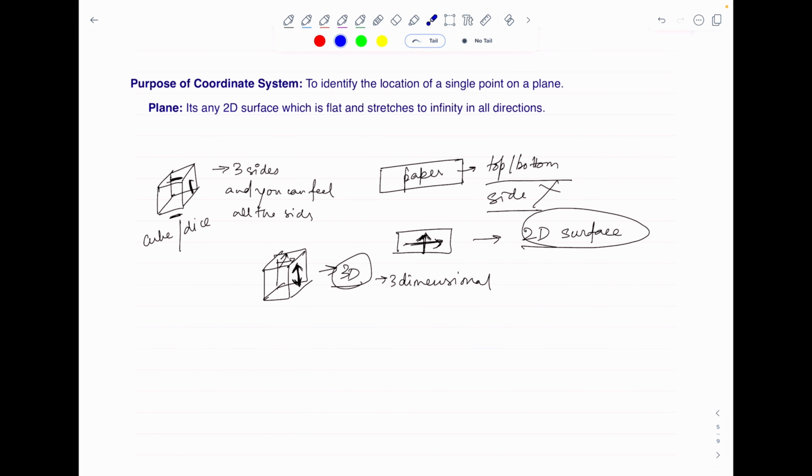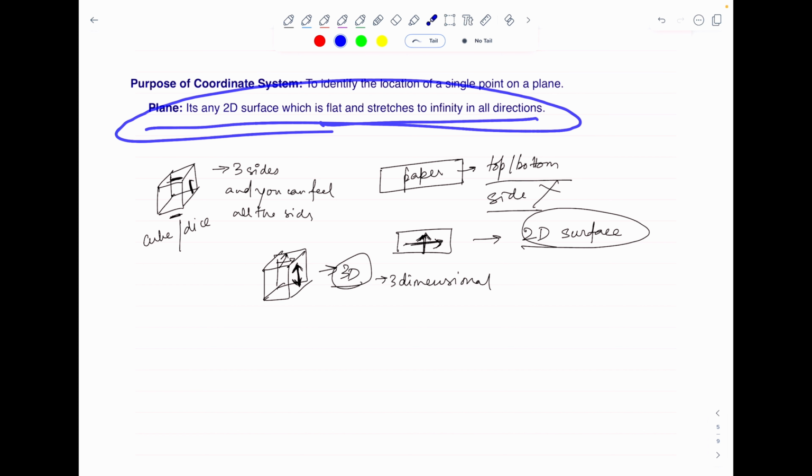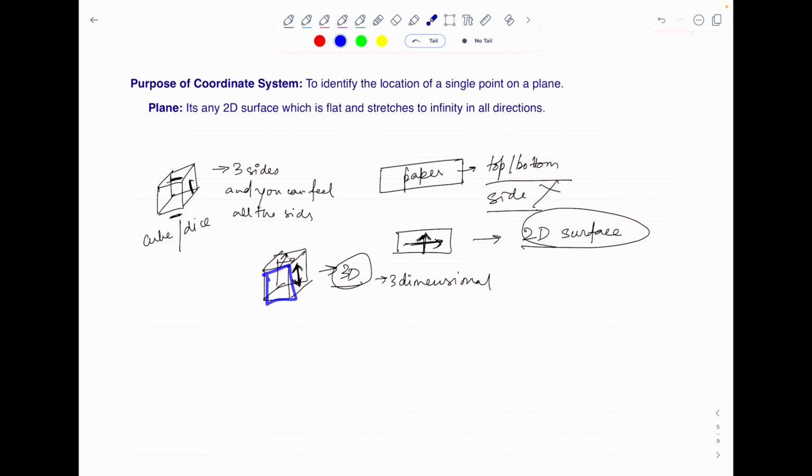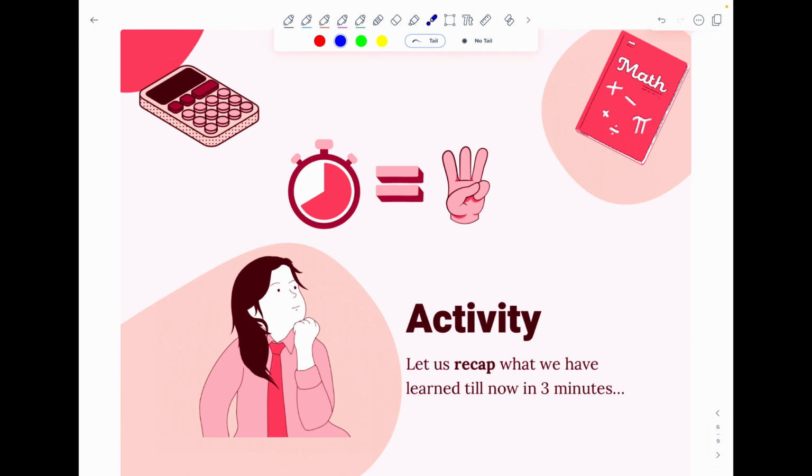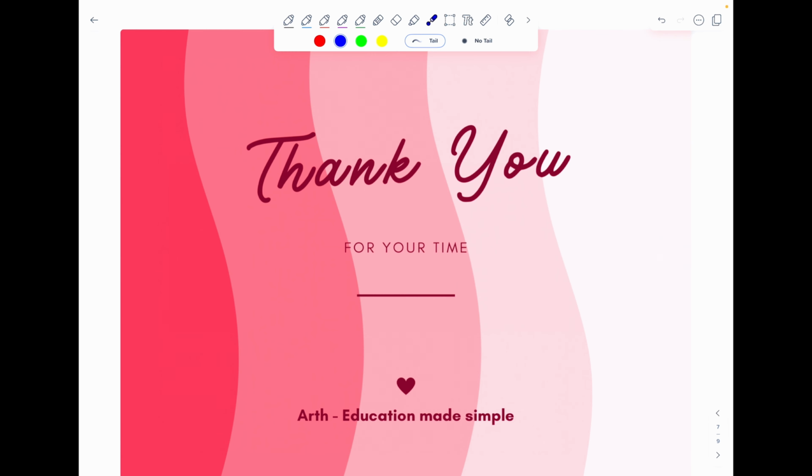And then we looked into what a plane is. It is any 2D surface which is flat and stretches to infinity in all directions. A cube is a 3D surface, we looked into it. But a piece of paper is a 2D surface when it is flat on a table. When it is folded, it is not a 2D surface, it is a 3D surface. So this is the end of the chapter.